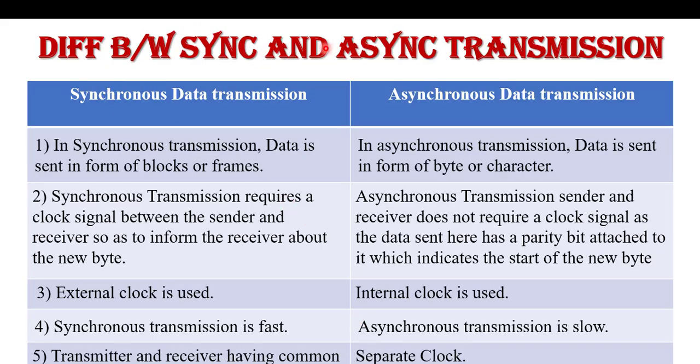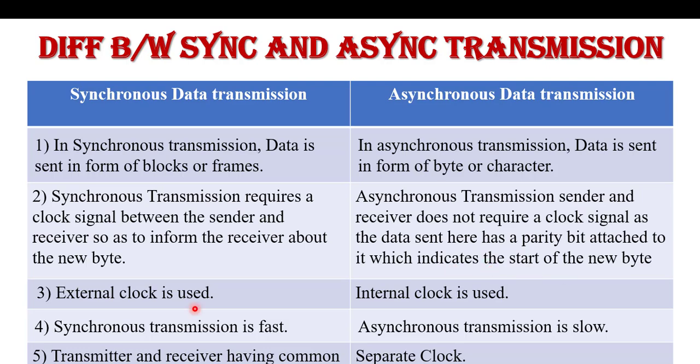Now, the difference between synchronous and asynchronous data transmission. This is synchronous transmission and this is asynchronous transmission. In synchronous transmission, data is sent in the form of blocks or frames. In asynchronous transmission, data is sent in the form of bytes or characters. Synchronous transmission requires a clock signal between the sender and the receiver to inform the receiver that a new byte is coming, for synchronization. Asynchronous transmission does not require any clock signal between sender and receiver. They use a parity bit, which indicates the start of a new byte.